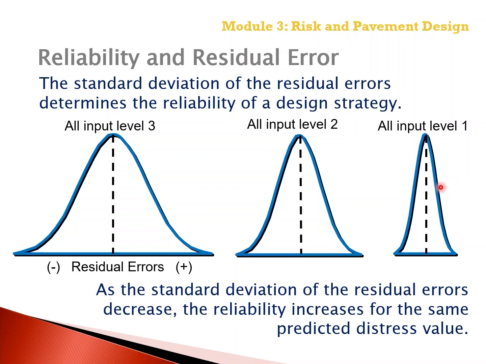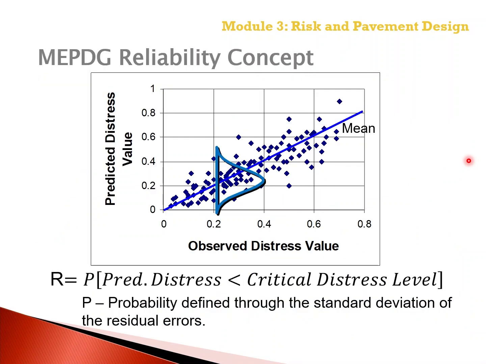And as I previously noted, as the standard deviation of the residual errors decreases from input level 3 to input level 1, the reliability increases for the same predicted distresses. So what does that mean in terms of the graphical concept? That's shown in this next slide.